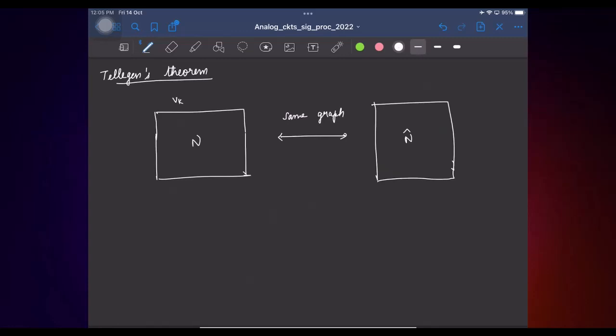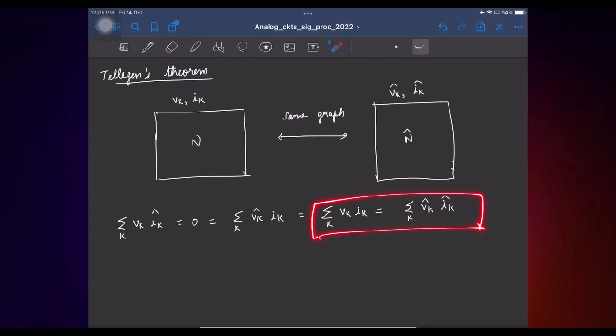And if the branch voltages and currents here are Vk and Ik, and here it is Vk hat, Ik hat, we saw that summation over all the branches, voltage in the first network multiplied by the corresponding branch current in the other network is 0. So this also is equal to Vk hat Ik, and this is also equal to Vk Ik and Vk hat Ik, right? And of course the last two you already might be knowing, and this is a simplified form of Tellegen's theorem, that the last two terms are 0, and this is an extension of Tellegen's theorem, where although it might be puzzling at first, we saw with an example that why this makes sense.